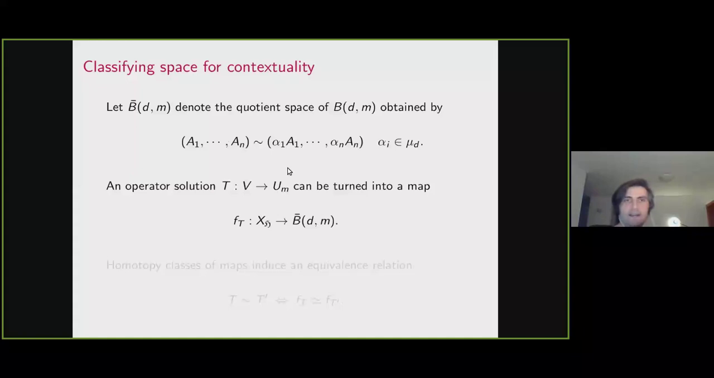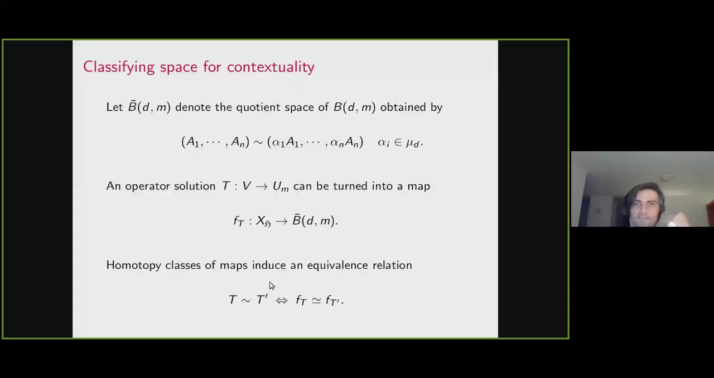And in this way, there's a recipe to turn an operator solution into a map between the spaces. So here XH is a topological realization, and the target is this quotient space. This map is defined up to homotopy. I'm not telling how it is defined, but in the Mermin square and star examples, putting the observables on the edges essentially defines this map. So that is how it is done in the examples.